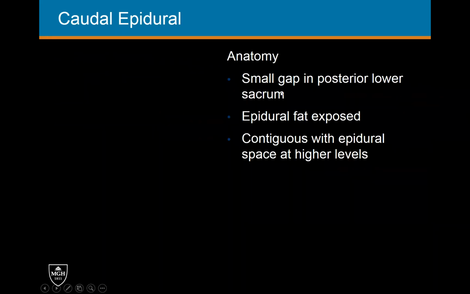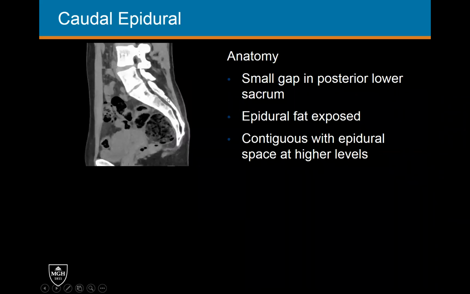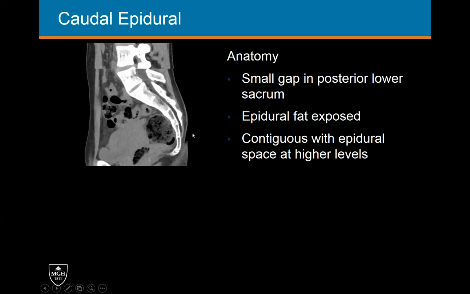The anatomy is basically that there's a small gap in the lower posterior sacrum. So I'm going to scroll through this. Here's the posterior wall of the sacrum. Here's the sacral body. You can see that there's a little gap here, and the epidural fat is actually contiguous all the way up from this level. So yep, you can see that right there, and there's the gap.